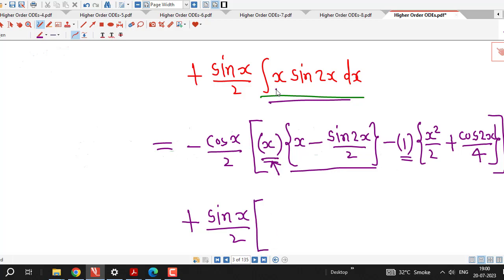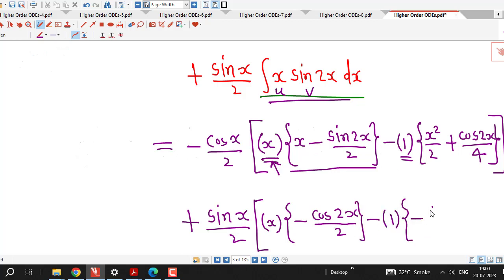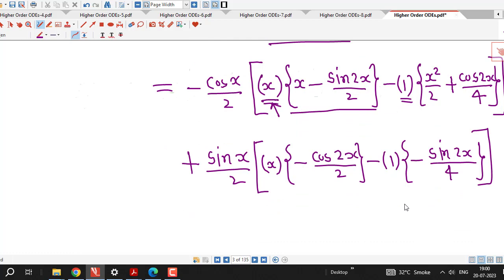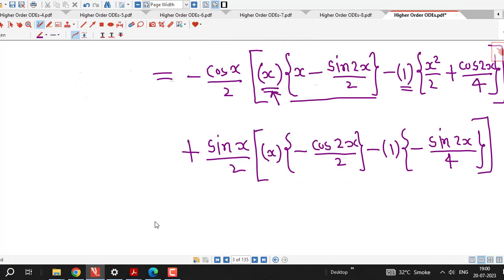Again we consider u equal to x, v equal to sin 2x. x as it is, integral of sin 2x is minus cos 2x by 2, minus derivative of x, integral of cos 2x is sin 2x by 2, and there is 1 2 there, that is going to be 4, and in the next step we have 0 here. Now we have to simplify all these things. Before that, let me simplify this bracket first.